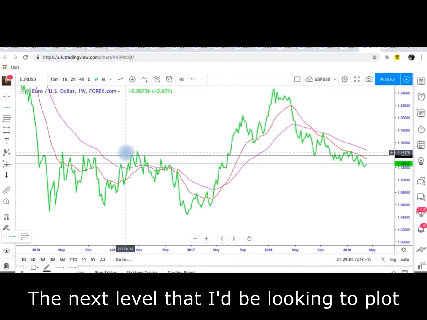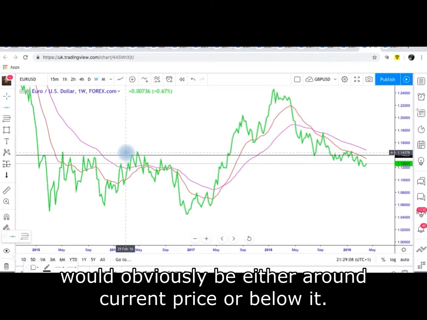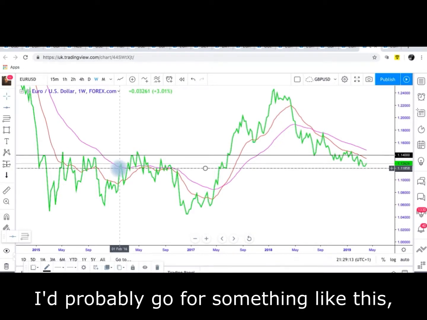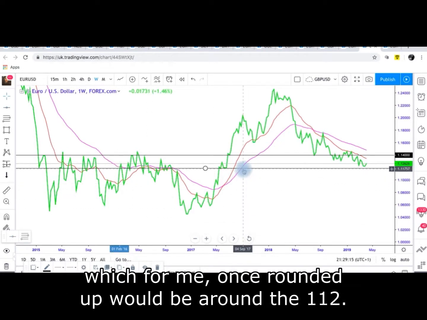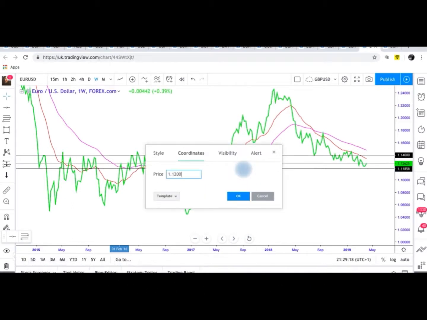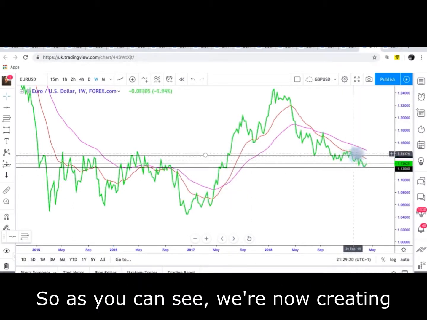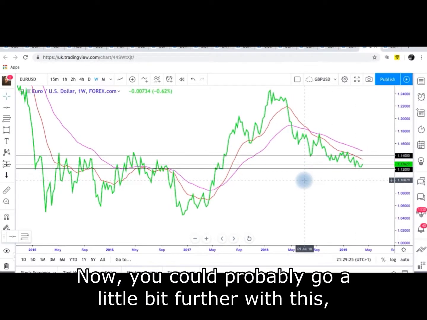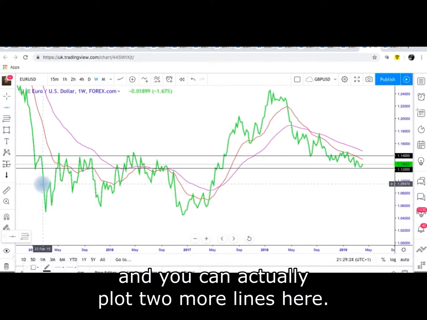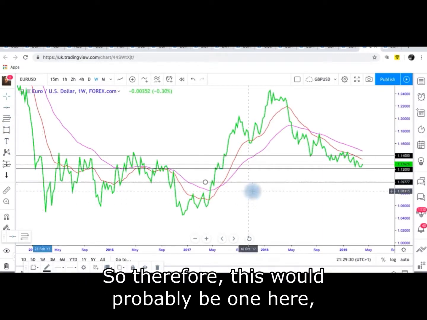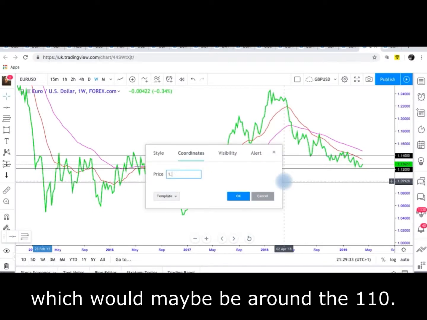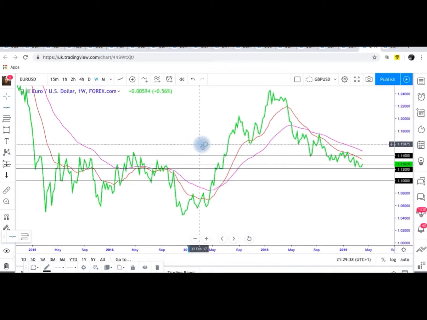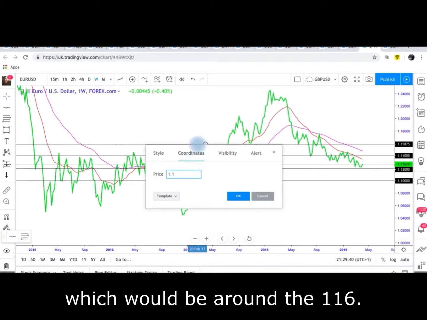The next level that I'd be looking to plot on this particular chart would obviously be either around current price or below it. So in this scenario, I'd probably go for something like this, which for me, once rounded up, would be around the 112. So as you can see, we're now creating a support and a resistance around current price. Now, you could probably go a little bit further with this, and plot 2 more lines here. One here, which would maybe be around the 110, and then maybe one here, which would be around the 116.